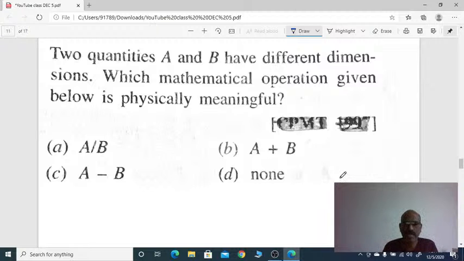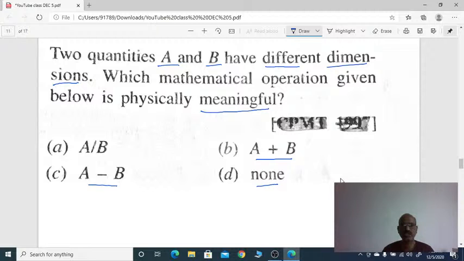Two quantities A and B have different dimensions. Understand this key point. Which mathematical operation given below is physically meaningful? Here A divided by B, A plus B, A minus B: here added, here subtracted, here divided. A and B are two quantities of different dimension. Which mathematical operation is physically meaningful?